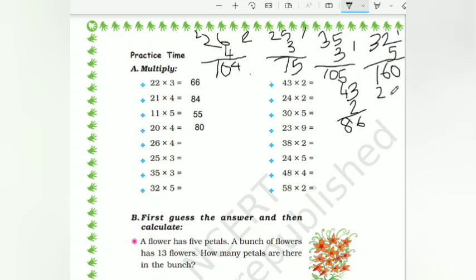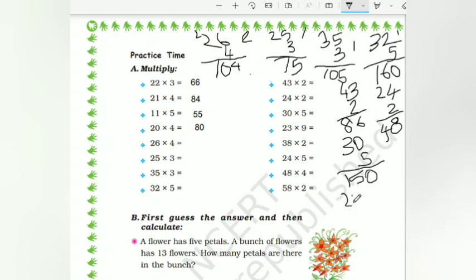Next one. 24 multiplied by 2. 2 times 4, 8. 2 times 2, 4. Next one. 30 times 5. 30 times what is there? 5. Anything multiplied by 0, 0. 5 into 3, that is 15.